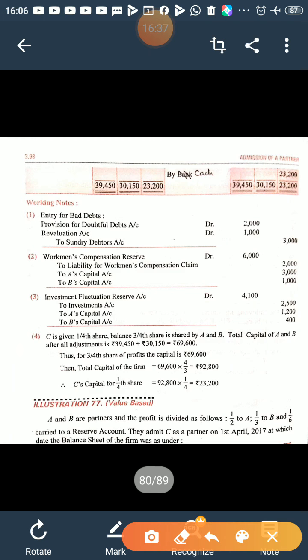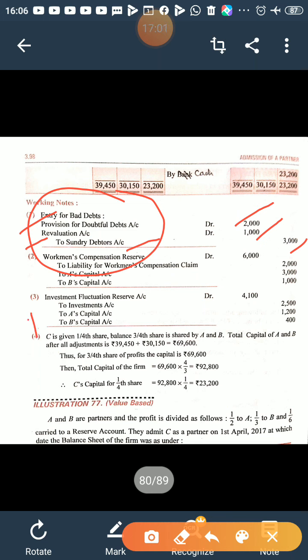So provision for doubtful debt is decreased by 3,000, and provision for doubtful debt is utilized for meeting the bad debt, that is 2,000, and revaluation account, that is 1,000 actual loss. Actually this is a combined journal entry. We can have two journal entries. I have shown you on yesterday's question.